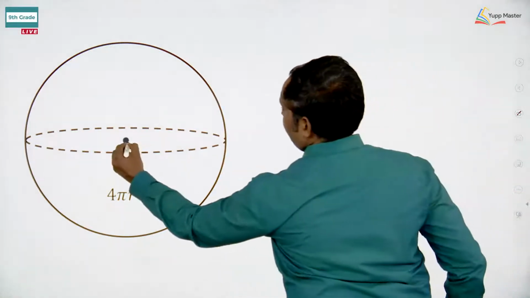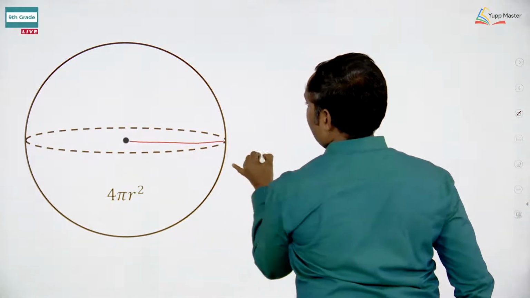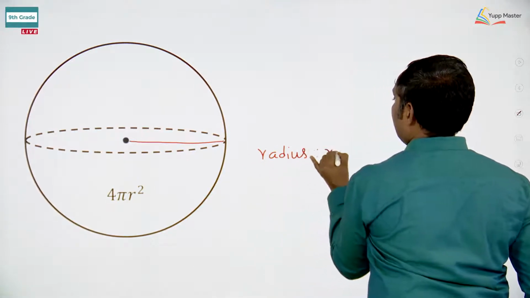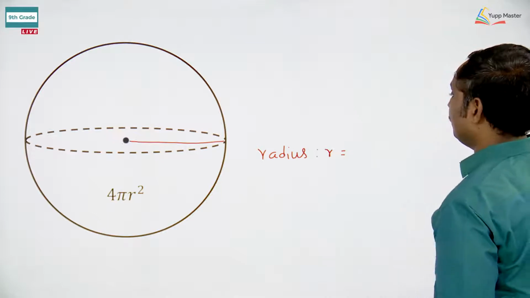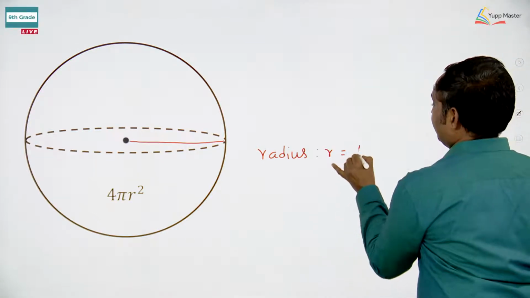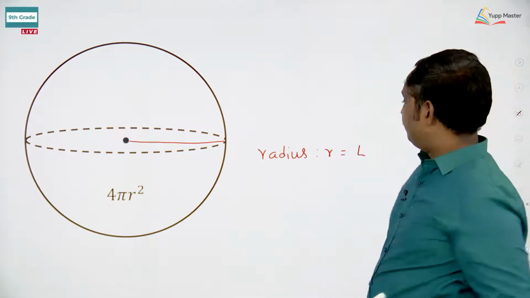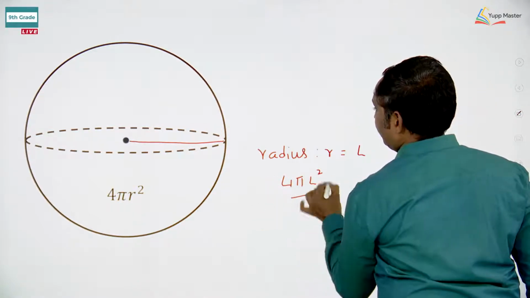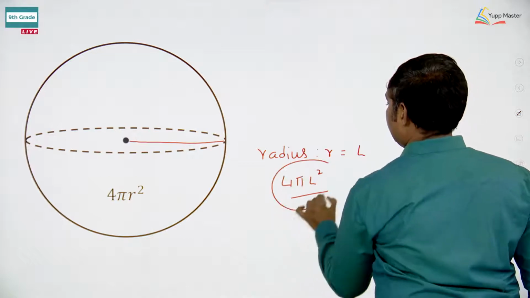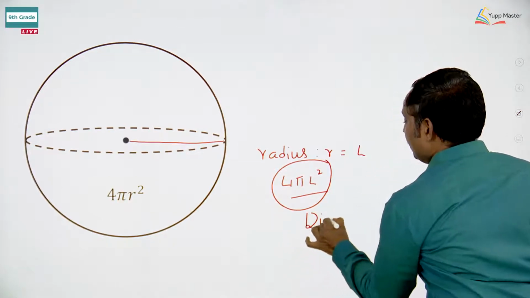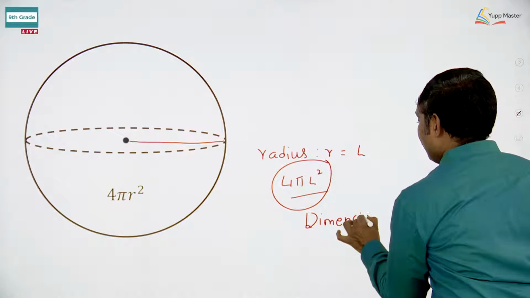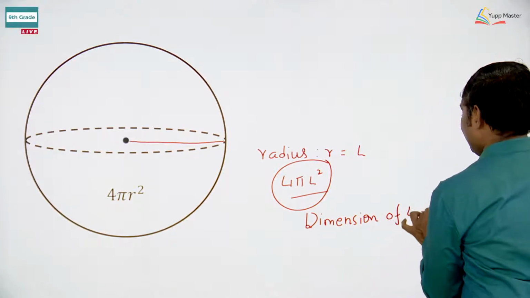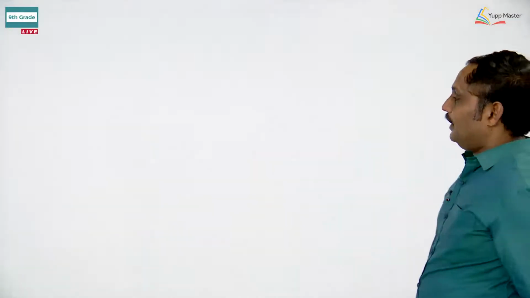If you take the radius r equal to some L, let us assume, the area is going to be 4 pi L square. In that one, the dimension of length L is 2. It is very clear. Let us go for another one.